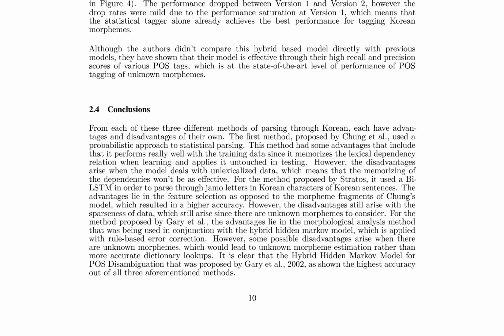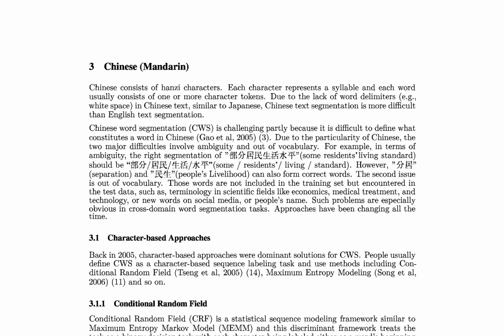Showing the highest accuracy. Chinese word segmentation, CWS, is a challenging task due to the lack of word delimiters and the complexity of Chinese characters. 2 major difficulties in CWS are ambiguity and out-of-vocabulary words. Character-based approaches were dominant solutions for CWS in the past, including conditional random field, CRF, and maximum entropy modeling, MEM. CRF treats CWS as a binary decision task, labeling each character as a word's beginning or not, while MEM generates segmentation lattices from a single model.